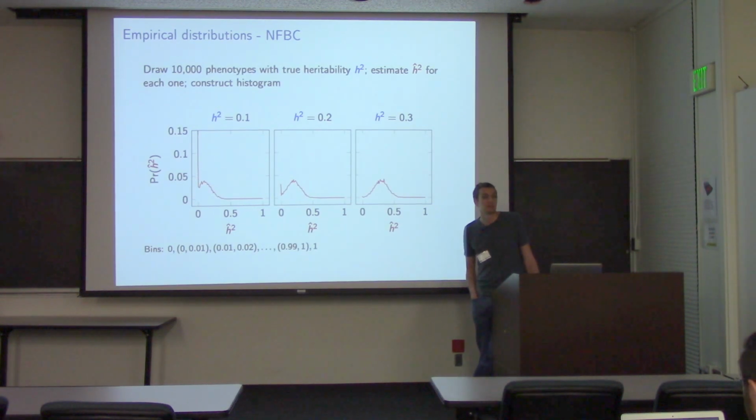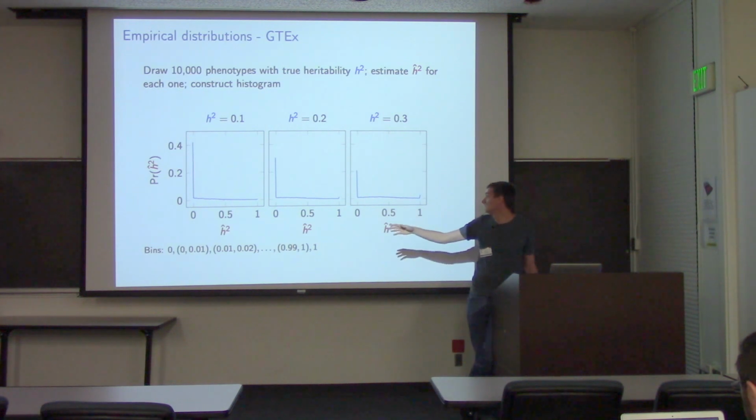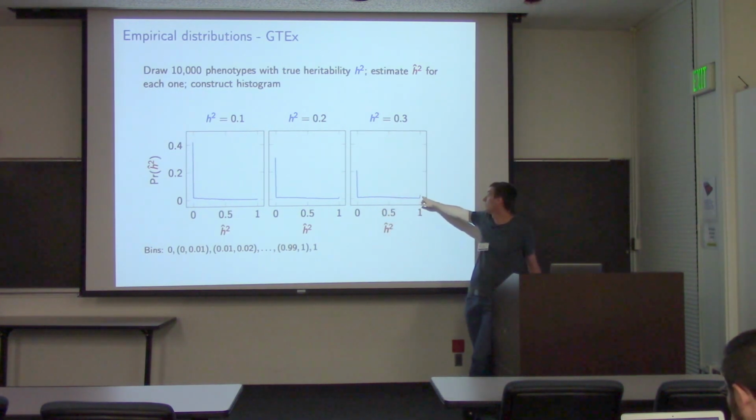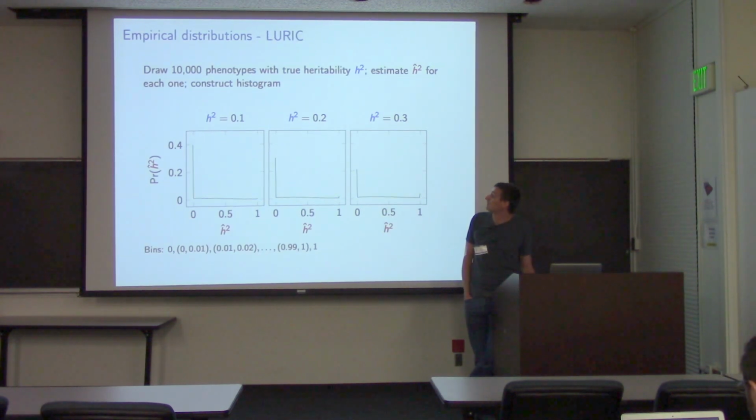But then we can do it for the other data sets, for example, for GTEx, and this is how it looks. This is very far from being normal. We can see that we get high estimates for 0, high estimates for 1, and if the true value were higher, it would be even higher. The same thing goes for the third data set, Lurik. So we see that the assumption of normality is very, very wrong. So constructing CIs based on that is obviously going to give us bad results.